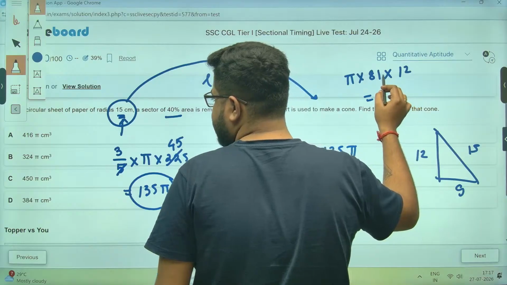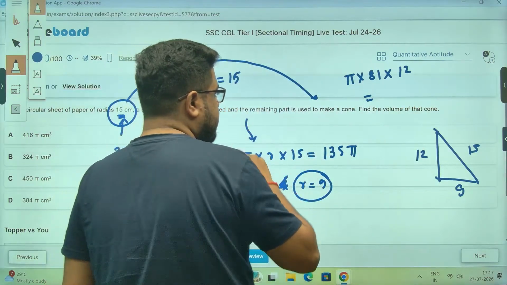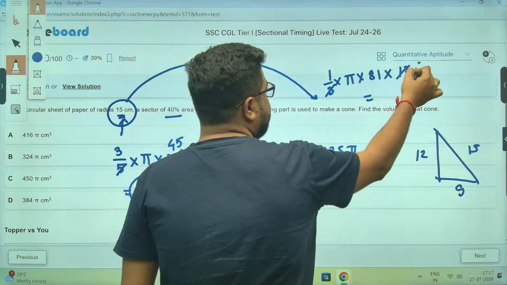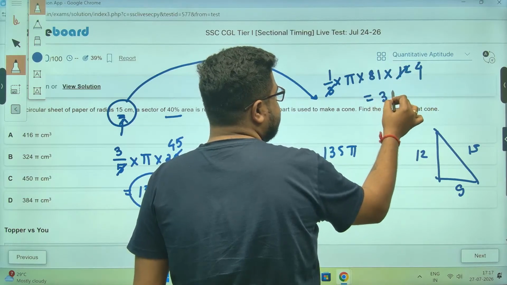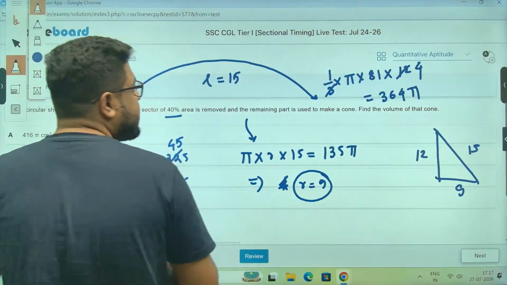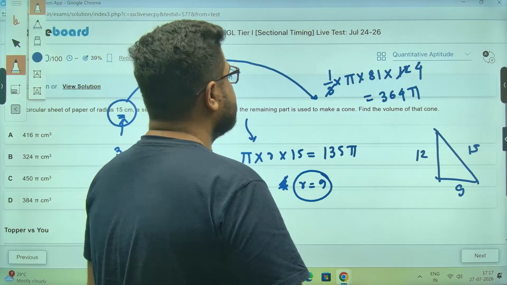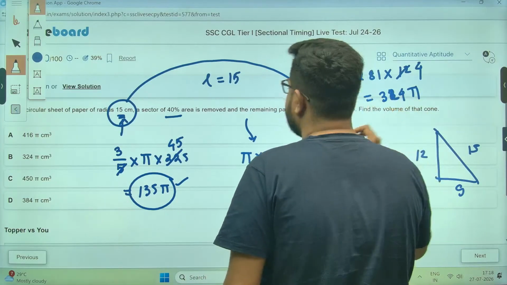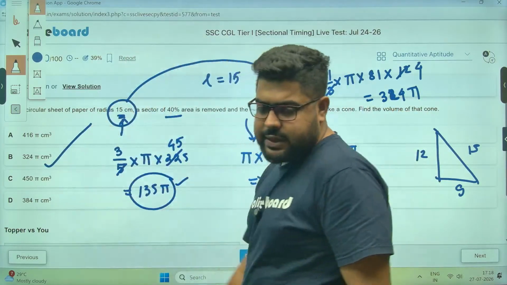So 81. Sorry, I forgot to write 1/3. 3/4 of this. So 364 pi. 364, one second, did I do it wrong? 324 pi. I wrote 364. 324 pi, option B is the answer.